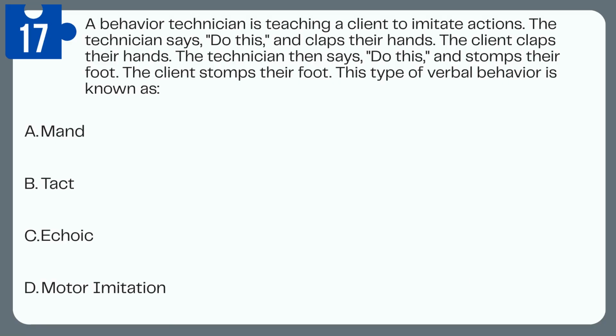Question 17. A behavior technician is teaching a client to imitate actions. The technician says, "Do this," and claps their hands. The client claps their hands. The technician then says, "Do this," and stomps their foot. The client stomps their foot. This type of verbal behavior is known as A. Mand, B. Tact, C. Echoic, D. Motor imitation.